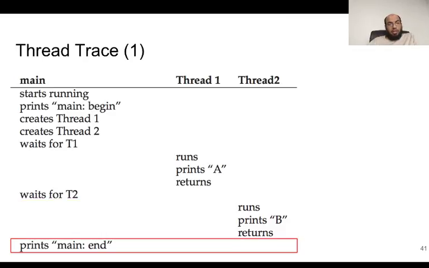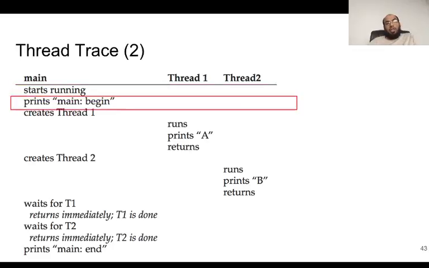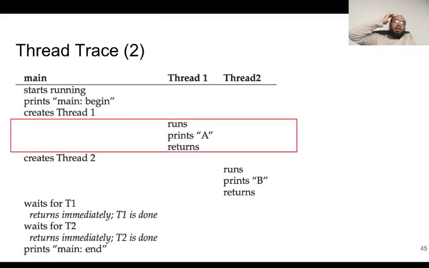And then this is the second trace that you can have. You start running, print main begin, create thread 1, and now once you create thread 1, maybe the scheduler will just decide that it's going to run thread 1 right away. The main thread has been running for way too long now, and it needs to schedule something else. So thread 1 starts running right after creation.